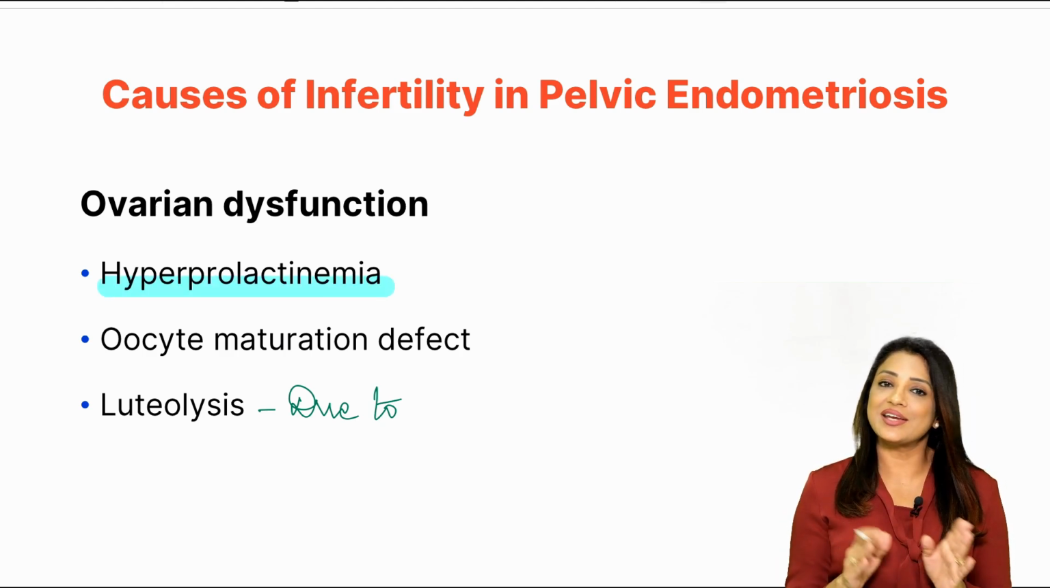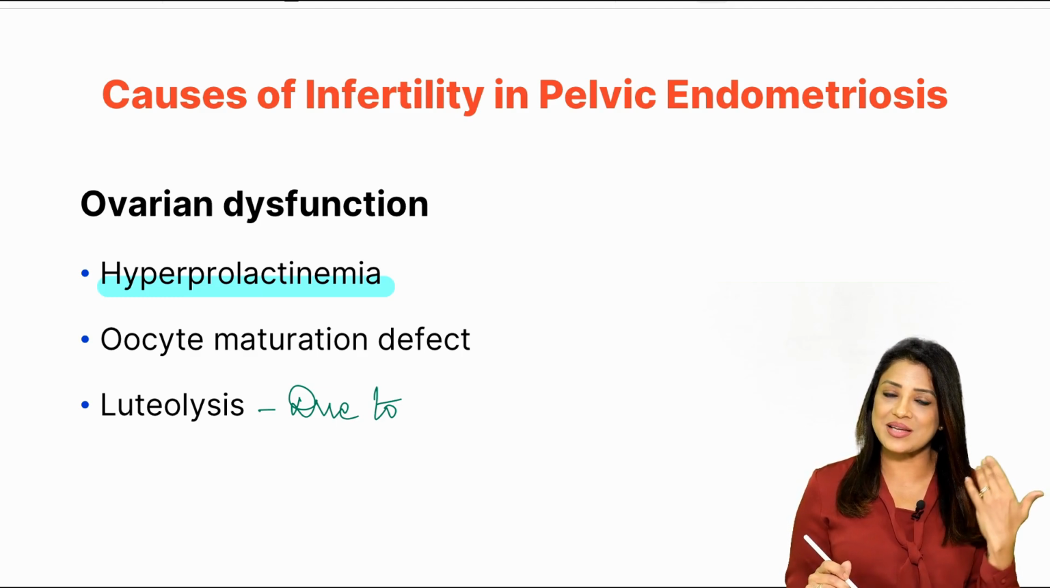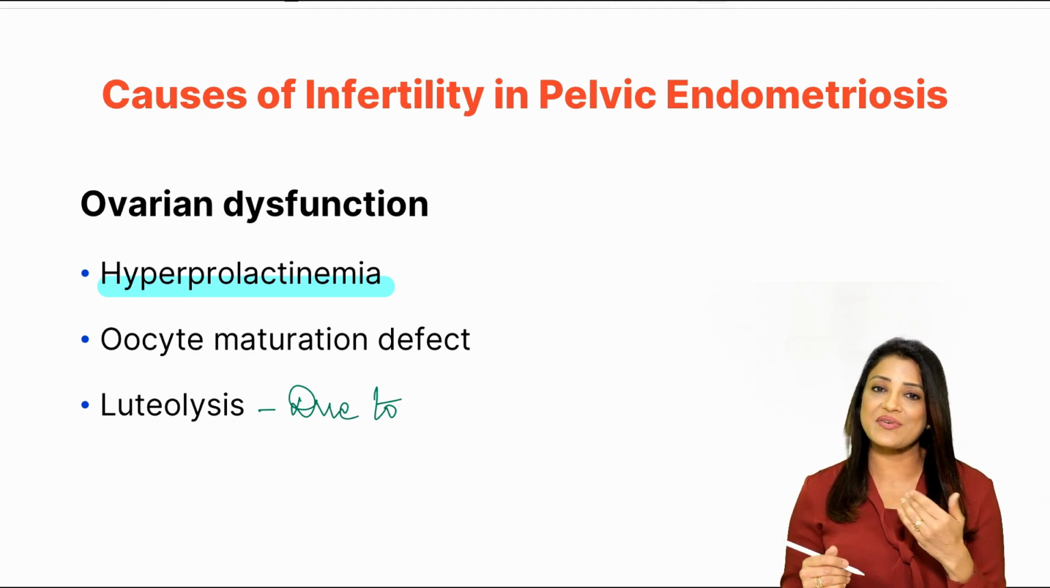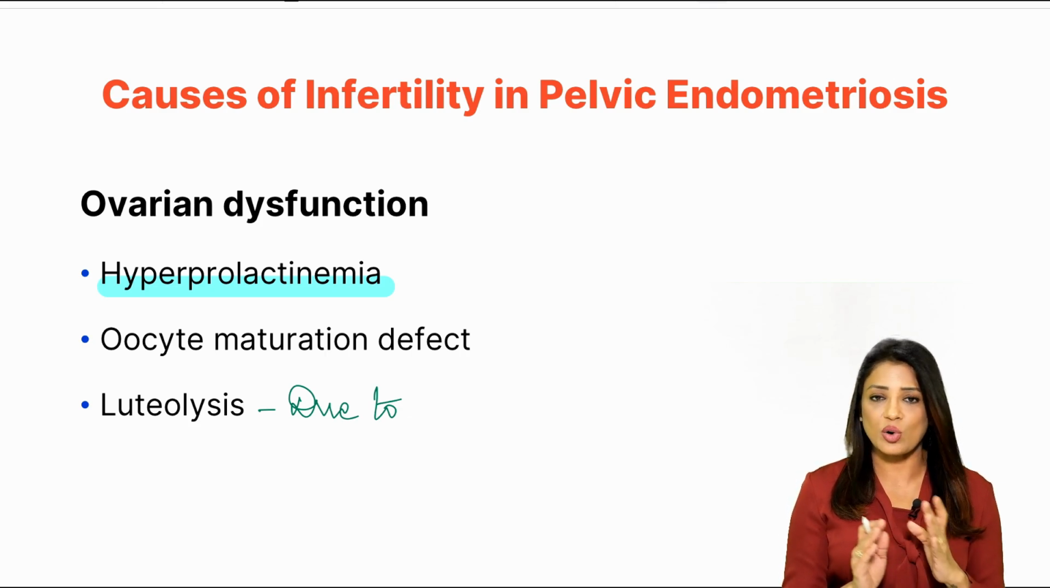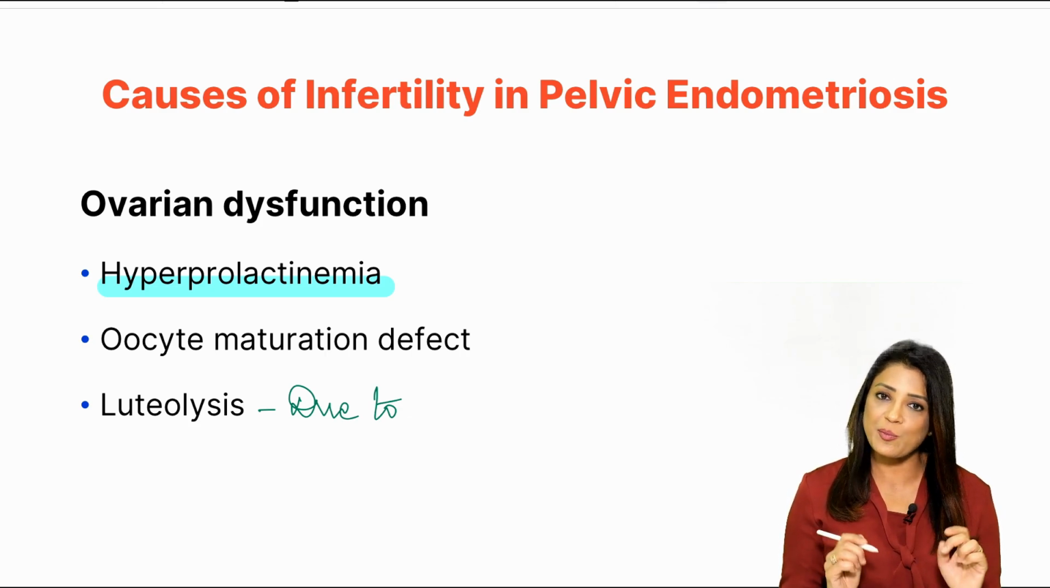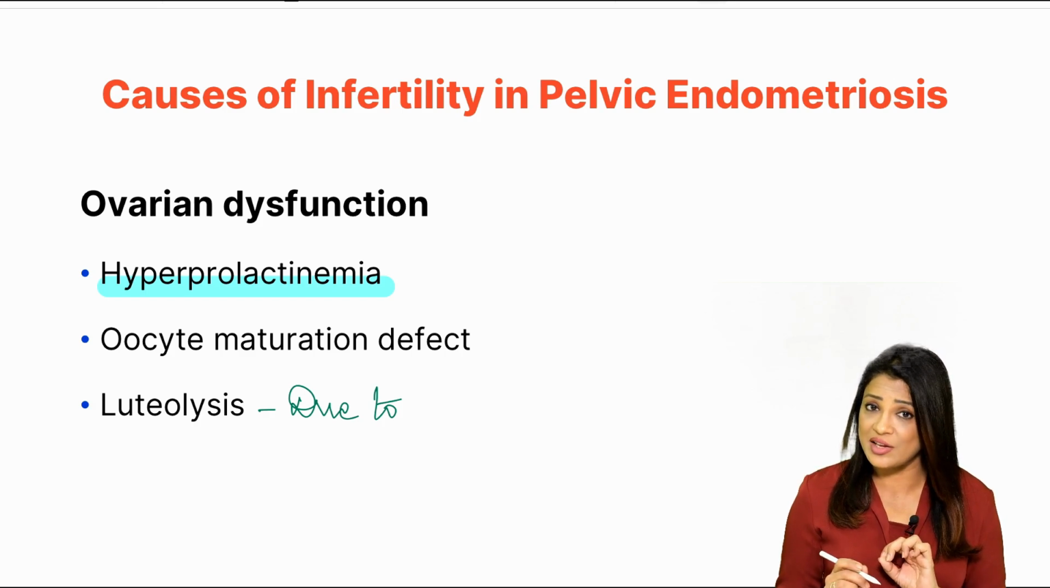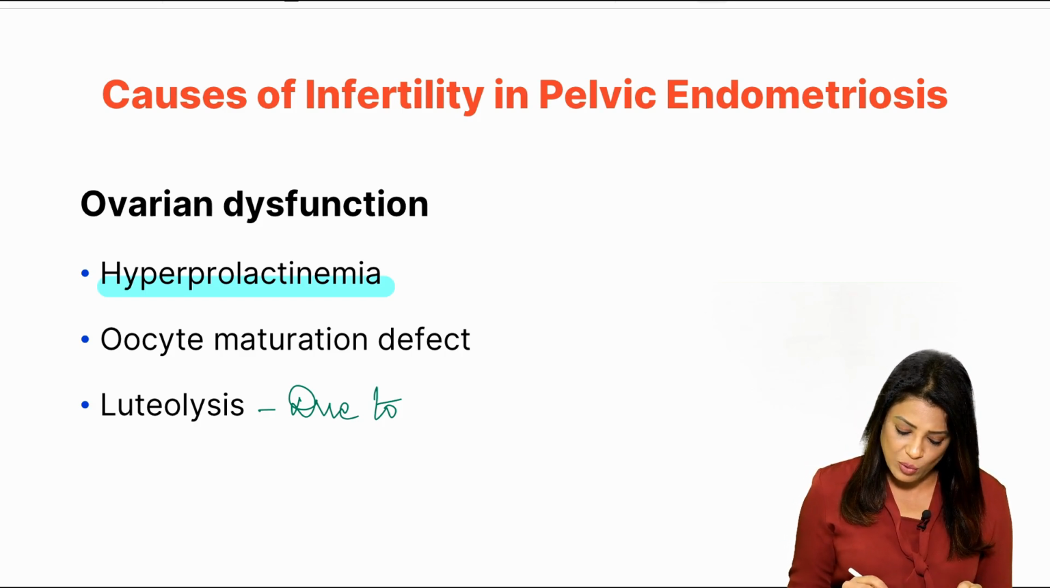What can be the other causes pertaining to the ovary? Hyperprolactinemia. Now it is not directly related to the ovary because prolactin is coming from the pituitary, but because it is affecting the menstrual cycle, the entire HPO axis, it is kind of a part of ovarian dysfunction only. So hyperprolactinemia is commonly seen in endometriosis. Apart from this, there may be oocyte maturation defect and there may be luteolysis.